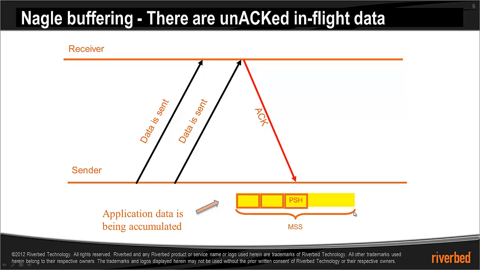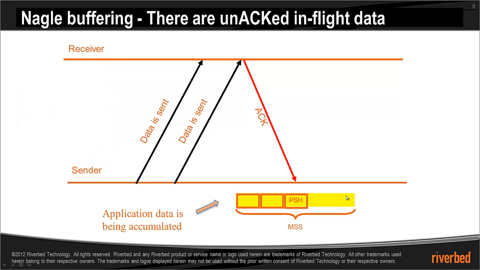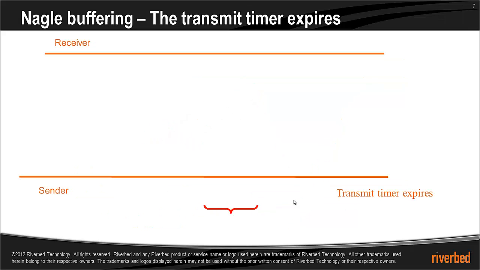Even though I have smaller than MSS, keep in mind what I just said, this is smaller than the full MSS, two conditions have been met. I now have an acknowledgement for all the outstanding data. Everything's caught up. I have a push bit set. So based on those two conditions, I'm allowed to send the data that's been buffered up so far. Okay. All right. So let's take a look at the next example.